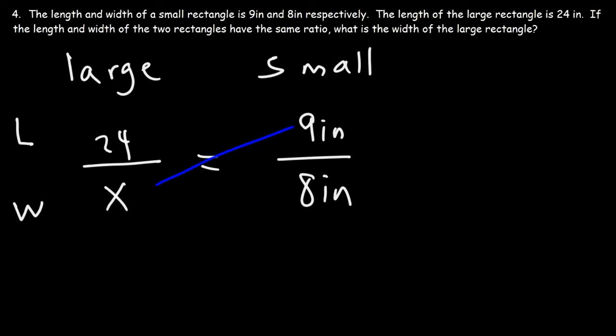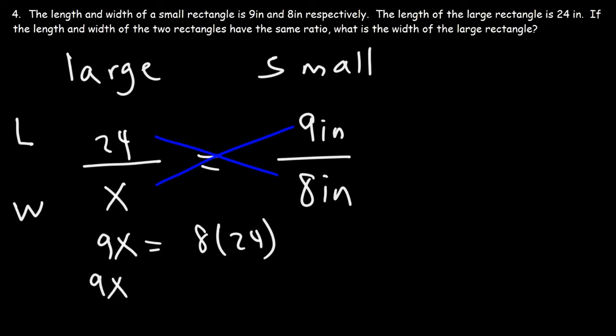Now let's cross multiply. So this is going to be 9x, and that's equal to 8 times 24. So 8 times 24, actually before we do that, let's write 9 as 3 times 3, and 24 as 8 times 3. Because this will help us to give our answer as a fraction, so we can get an exact answer as opposed to a decimal value.